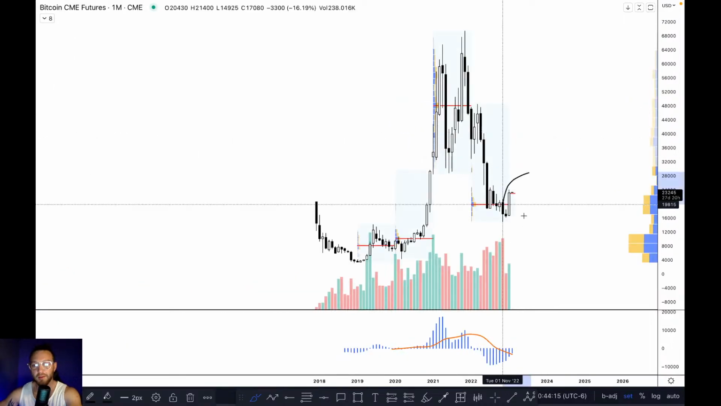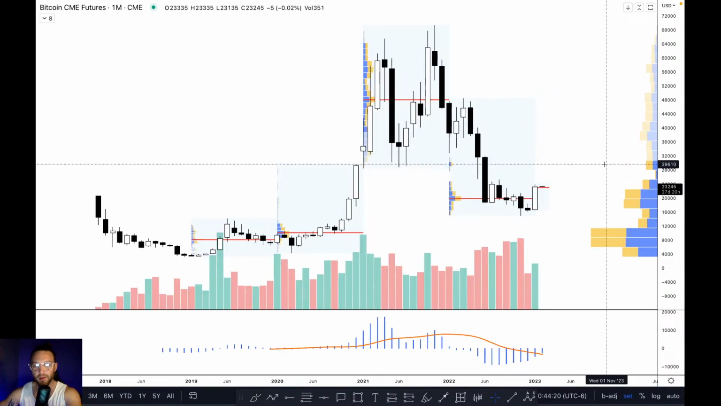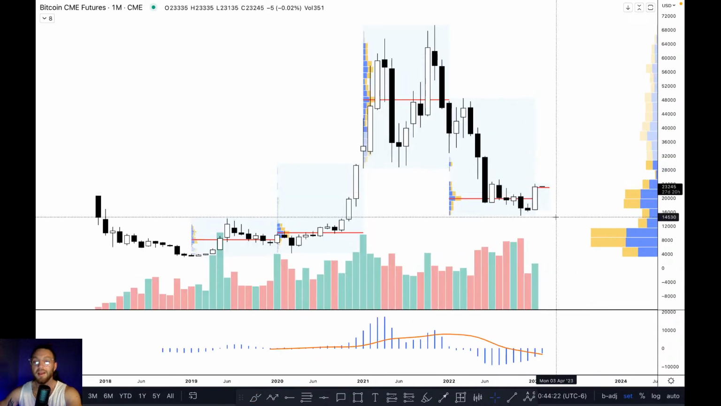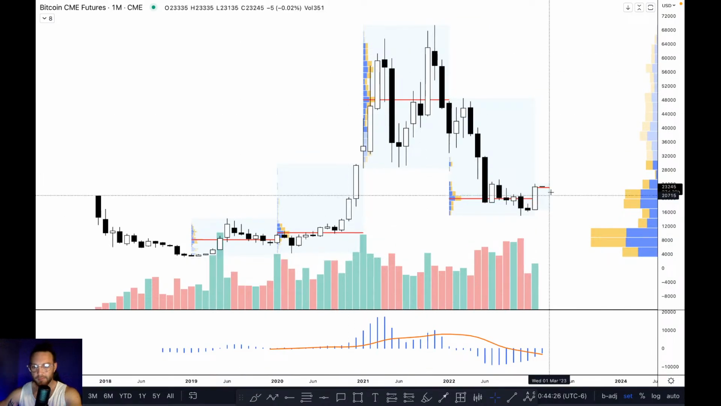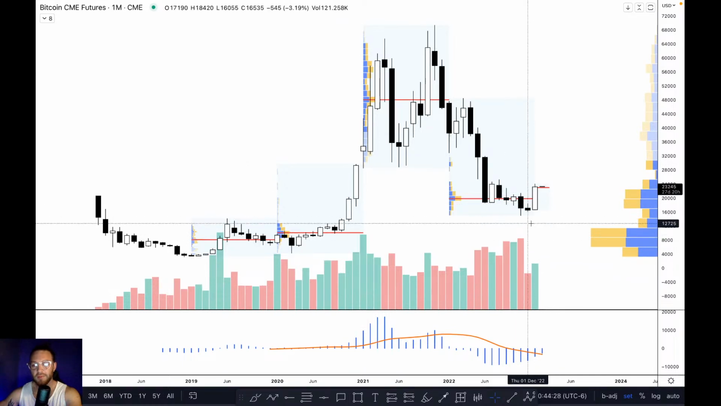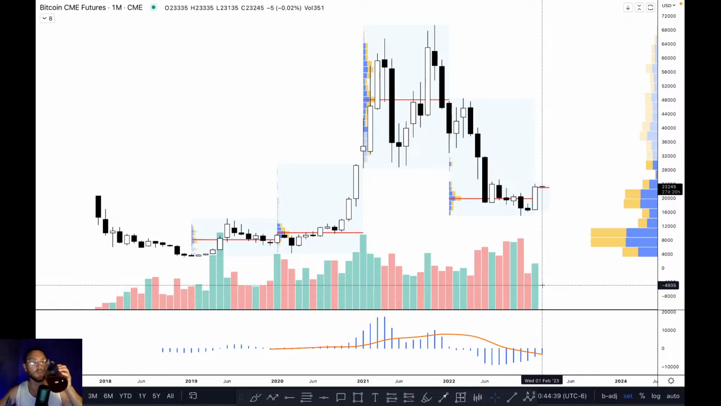This is what I wanted to look at. Bitcoin making this type of monthly candle usually suggests a rally. So even though the volume isn't too crazy, it is greater than the month before. So that's good for the bulls.